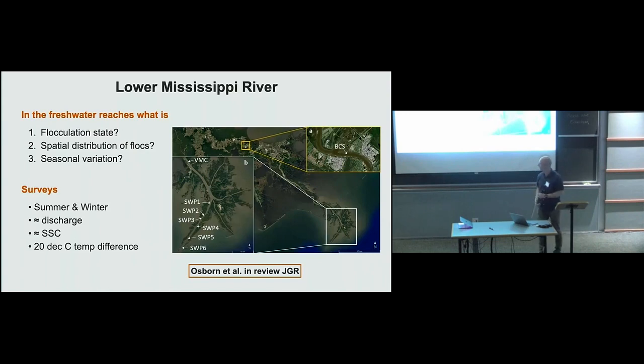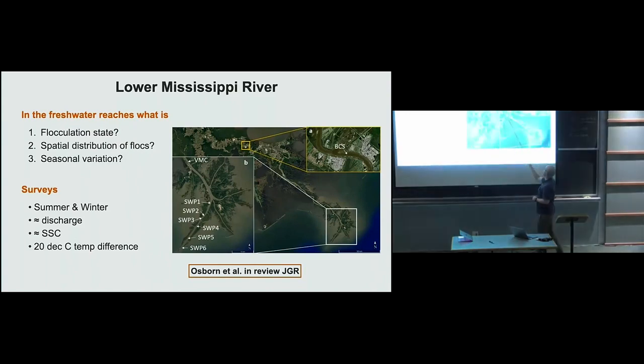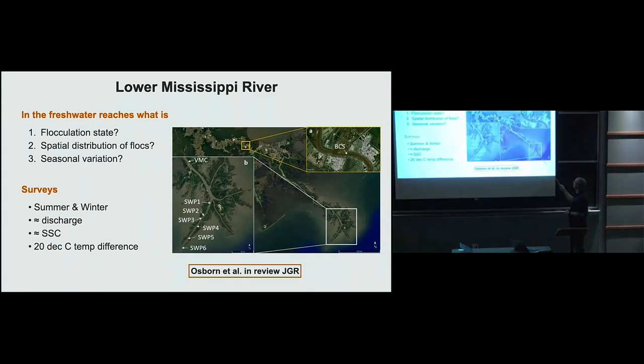Okay, so we're going to look at two locations here. One of them is at the Bonnet Carré Spillway, which is upstream of New Orleans. So New Orleans is here, the Bonnet Carré Spillway, and then all the way down, this is Head of Passes down here, and then right up in here is what we call the Venice Main Channel, right here. So I'm going to show measurements here.